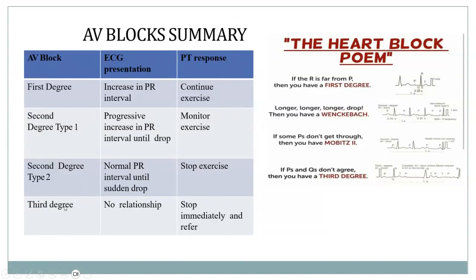Third degree heart block: no relationship between atrial contraction and ventricular contraction. Stop immediately and refer. So for the heart block, if the R is far from the P, then you have first degree. Longer and then a drop, then you have Wenckebach. If some P's don't get through, then you have Mobitz type 2. If P's and QRS's don't agree, then you have third degree.